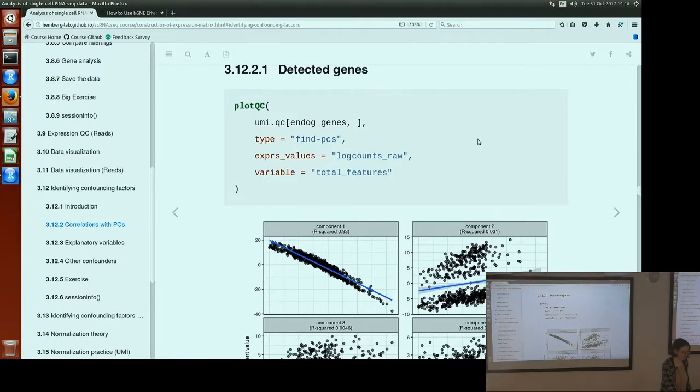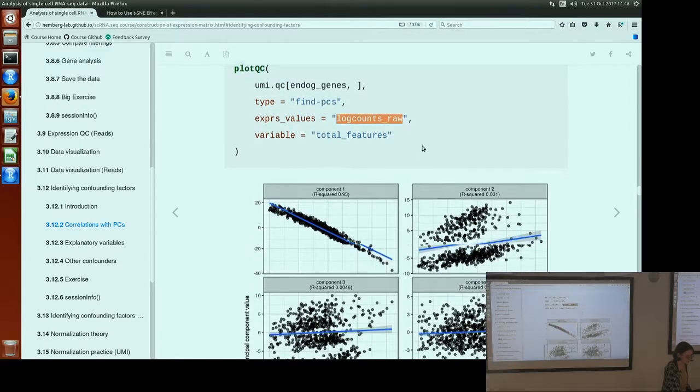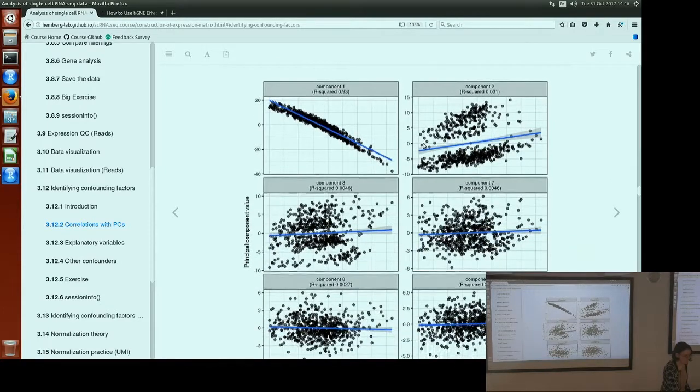So here's how we can apply this to look at whether the number of detected genes is correlated with the different principal components. Here we're actually using the total features, so that's the total number of detected genes. And here we're saying look at the PCAs, and we're going to use the log transformed counts. So here we can see that indeed component 1 is almost entirely driven by the number of detected genes, whereas the other components are much less so.